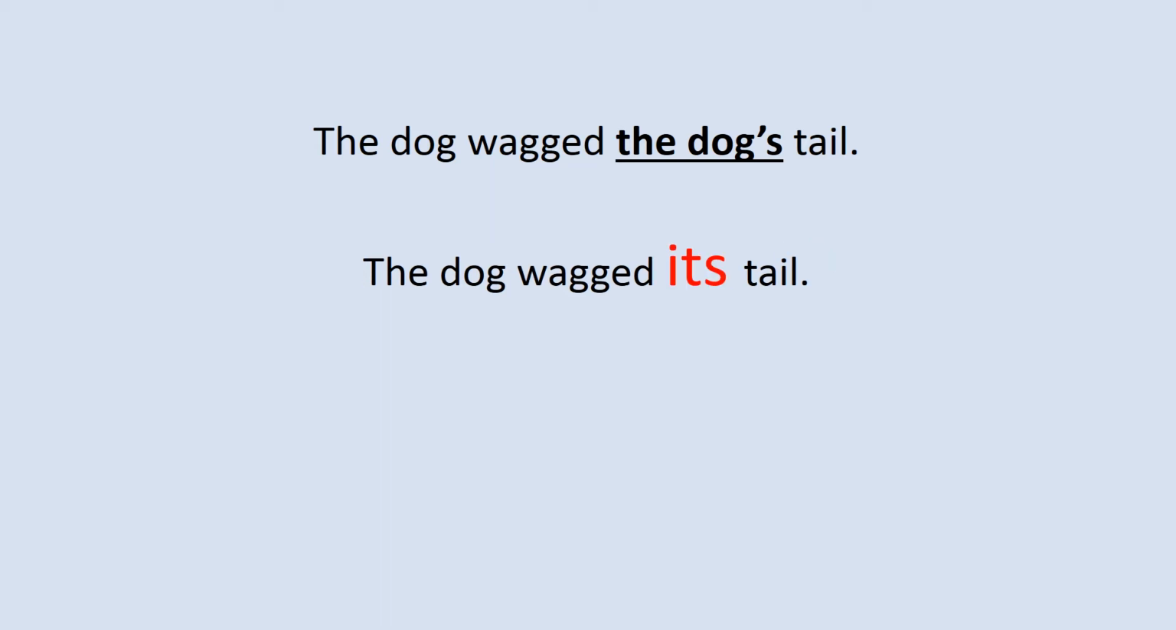We could say the dog wagged its tail. Now, its is an example of a pronoun that goes instead of the dog the second time, and it just makes our sentence flow a lot easier. Have a look at this second one.